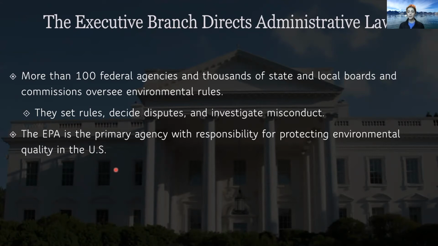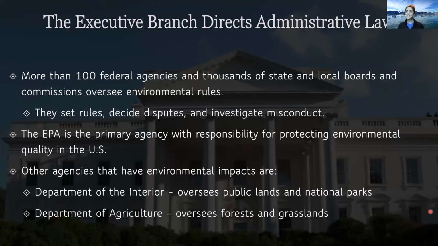They're the primary agency with the responsibility for protecting the environmental quality in the United States. And they actually are kind of pretty recent. They weren't created until 1970. They have right now more than 18,000 employees and 10 regional offices. So in addition to the EPA, there are other agencies that have profound environmental impacts on the United States.